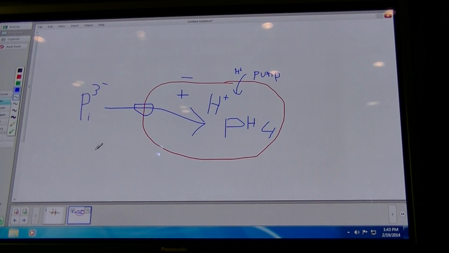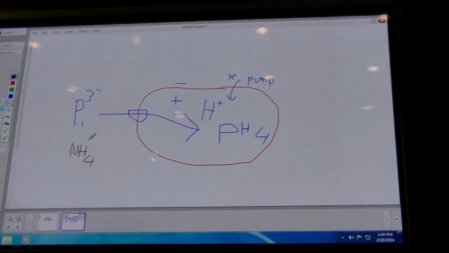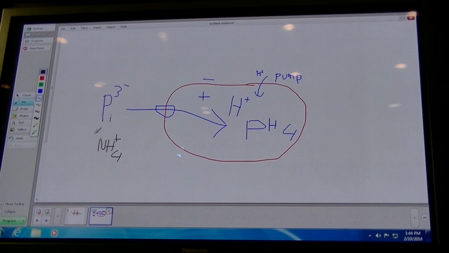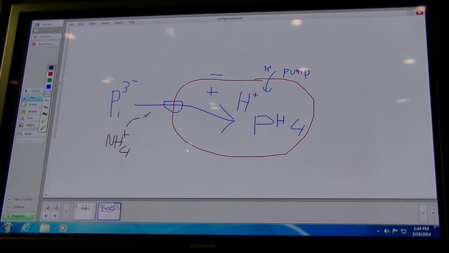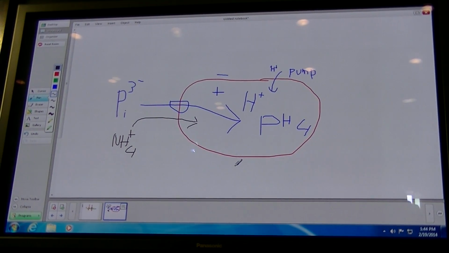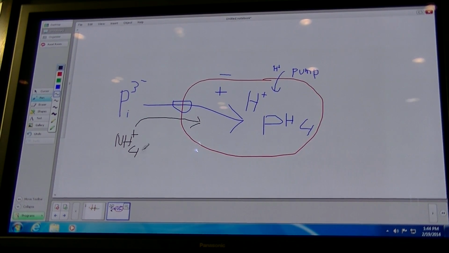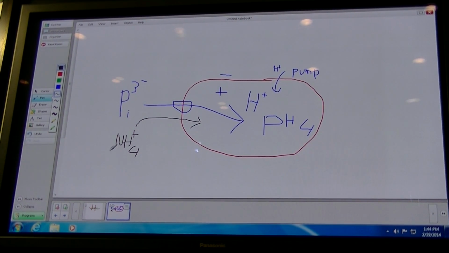Let's just say we want to move ammonia in. So ammonia, I'm going to suffer and I'm going to draw ammonia. And it's positively charged. Okay, we want to accumulate ammonia in the vacuole. Is that favored by the membrane potential? No. Is that favored by concentration? If we're accumulating it, so we're stuffing the vacuole with ammonia, it's not favored by concentration.